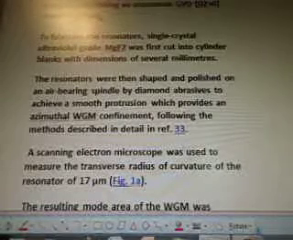To fabricate the resonators, single crystal ultraviolet grade MgF2 was first cut into cylinder blanks with dimensions of several millimeters. Resonators were then shaped and polished on an air-bearing spindle by diamond abrasives to achieve a smooth protrusion, which provides an azimuthal WGM confinement, following the methods described in detail in reference 33. And of course, you'll have to go to their website to see that reference, because I'm not going to copy and paste every single thing that they say.